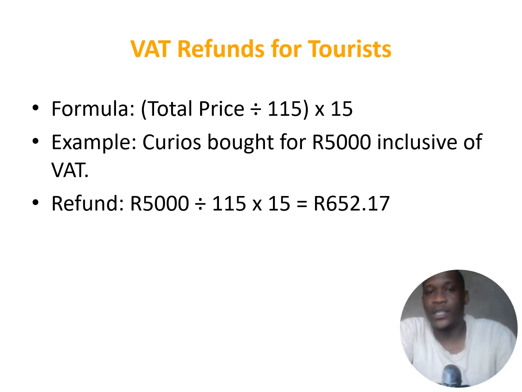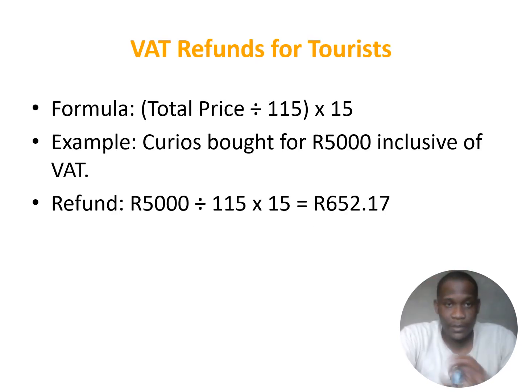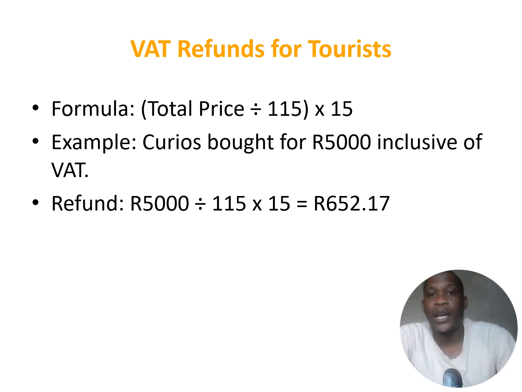Then heading on to the seventh slide. Now we are going to calculate the VAT, value added tax, refund for tourists. The formula for this is total divided by 115. We get this 115 by saying 15% divided by 100%, which gives us 115. So we basically add the 100% and the 15%. In this case, it's going to be total price divided by 115 times 15.